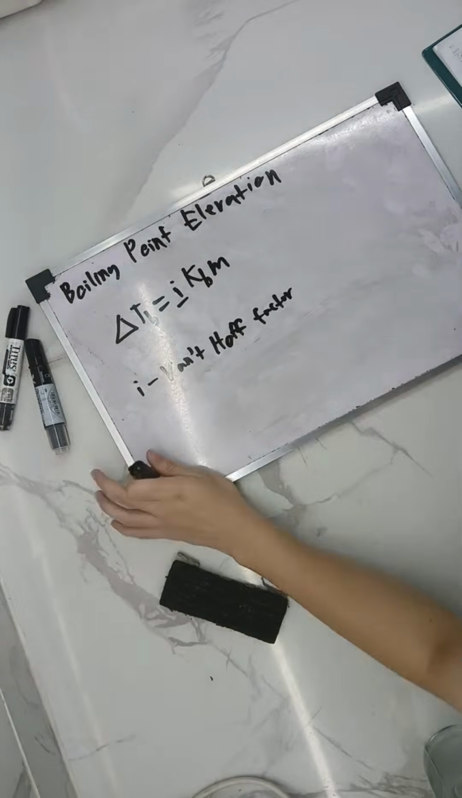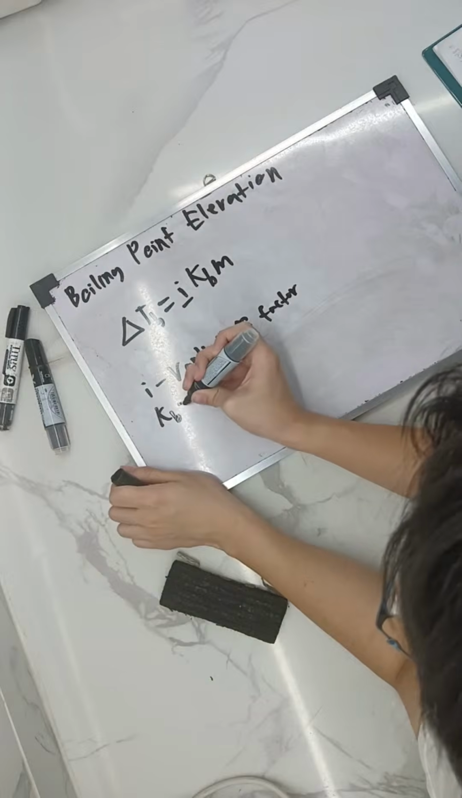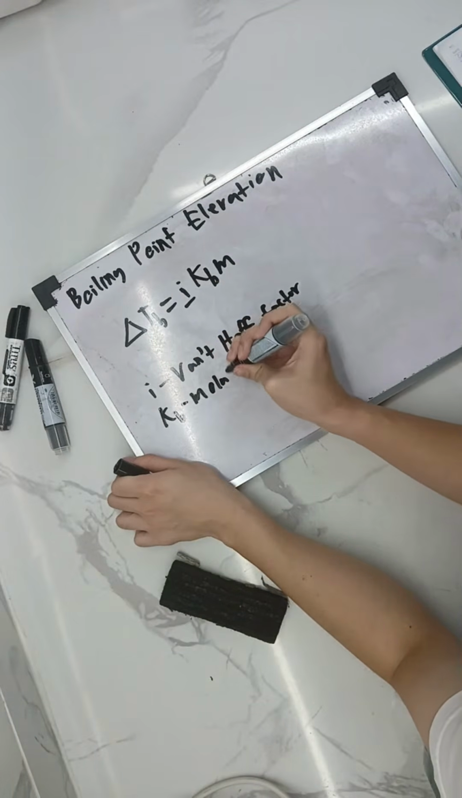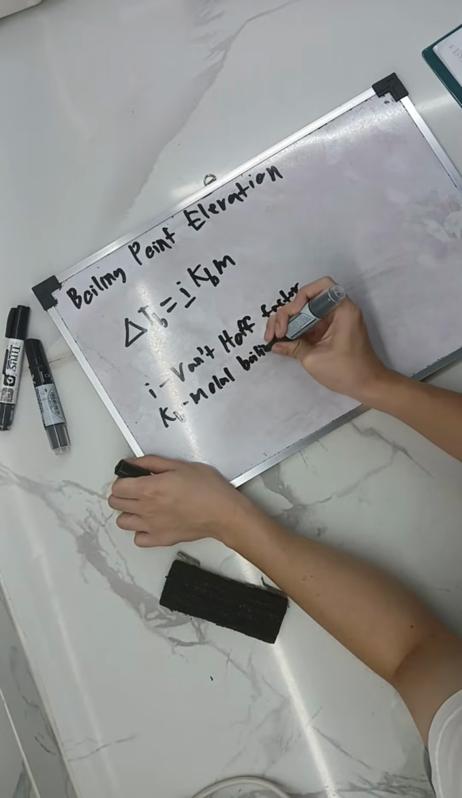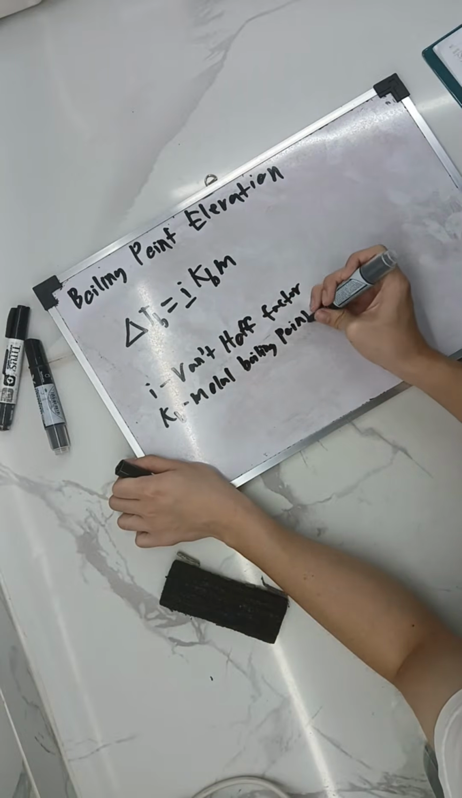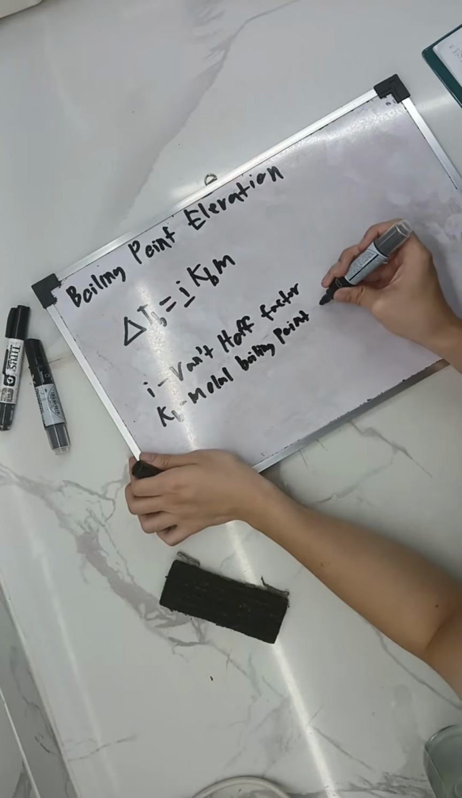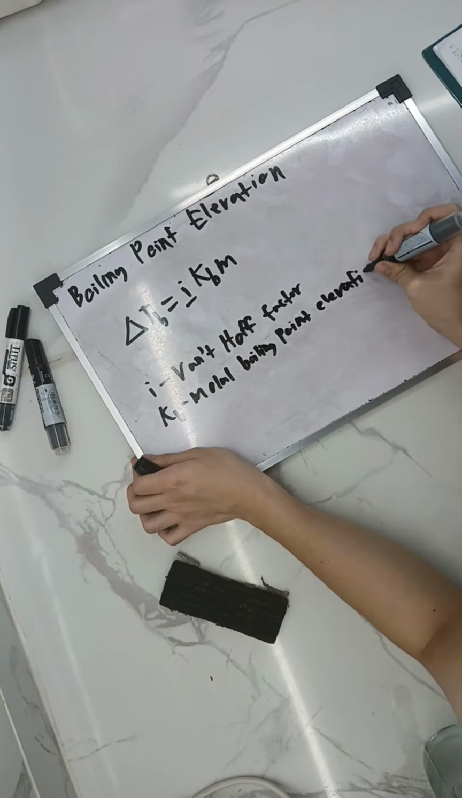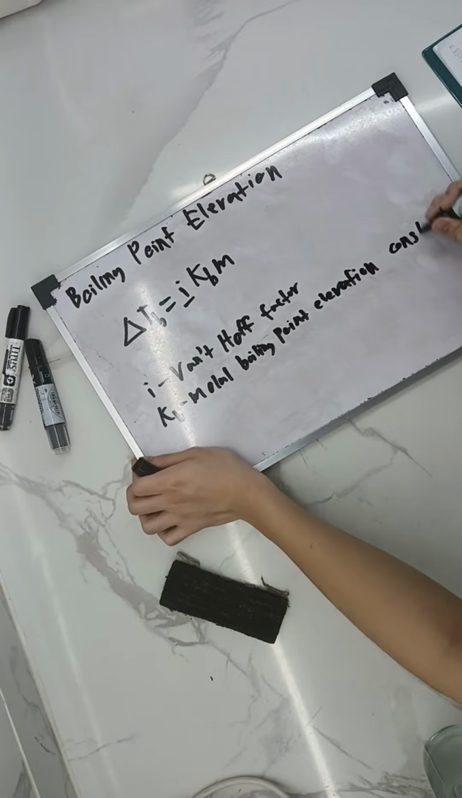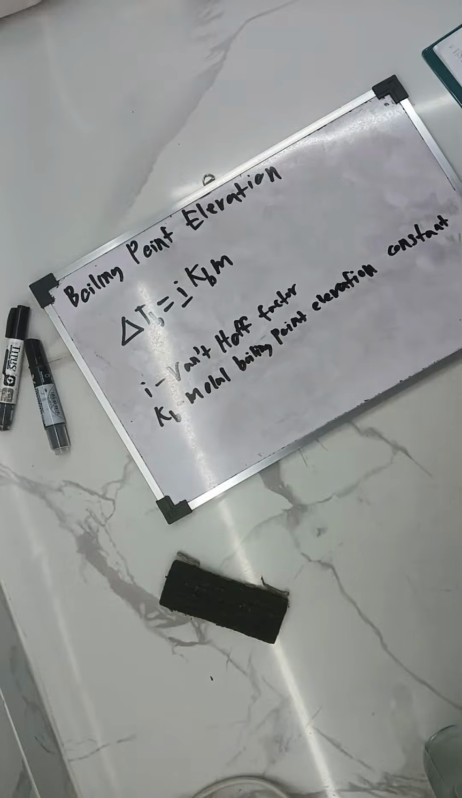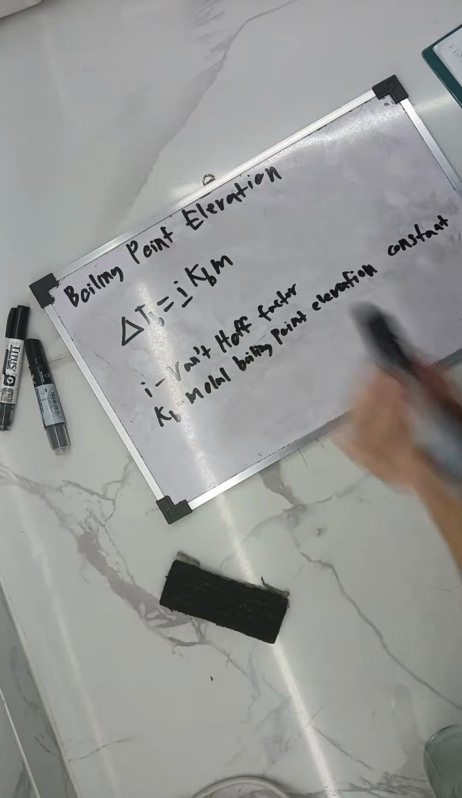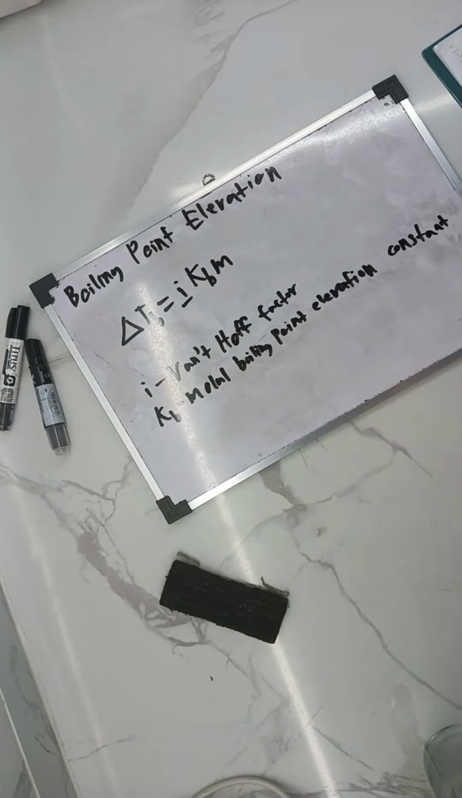Next, you have Kb. Now Kb is the molal boiling point elevation constant. So just from this word alone, constant, it means that the value doesn't change at all. It depends on the solvent that is given. So some solvents have different constant values, some differ little by little, but it is almost always given. So you don't have to worry about this.